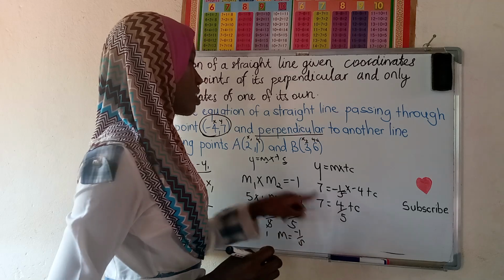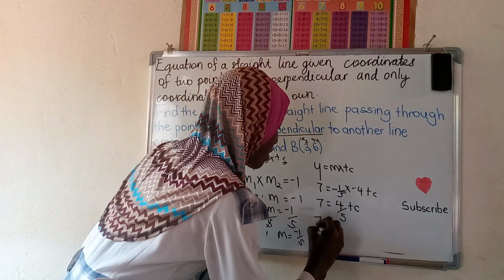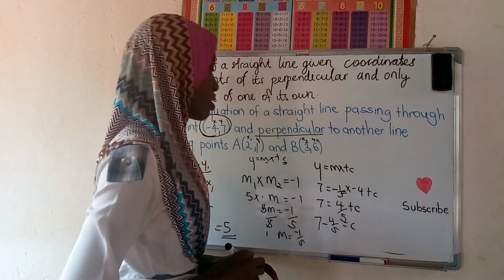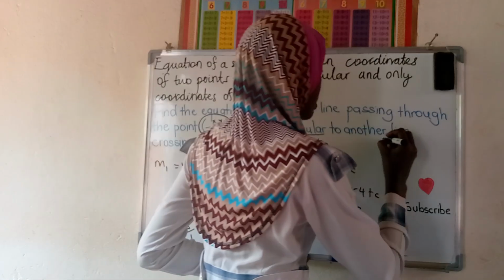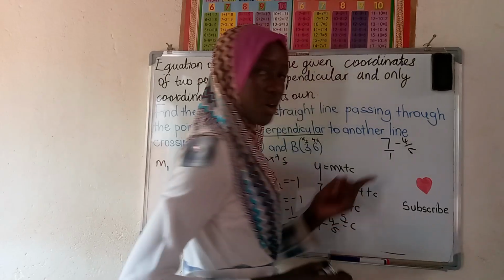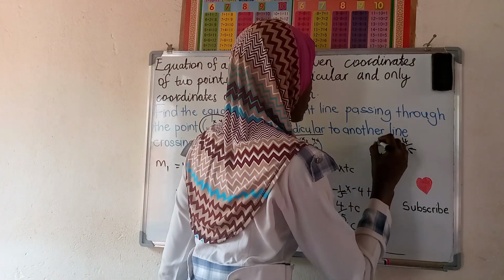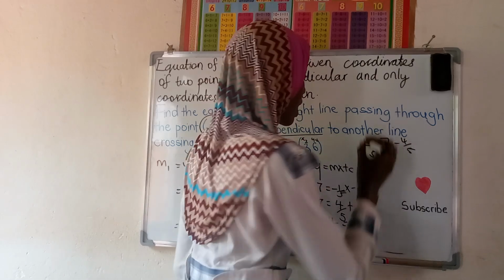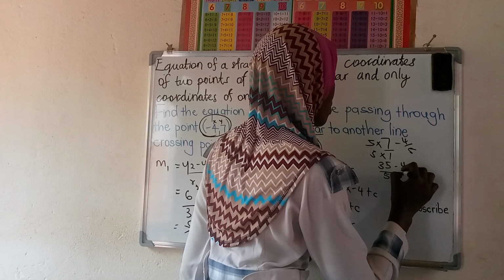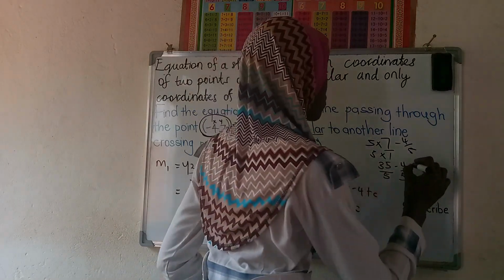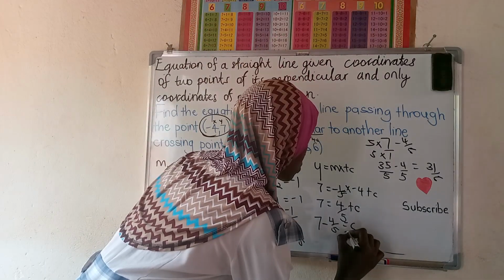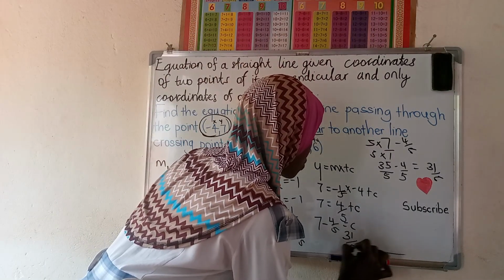Now we're going to take this to this side. So we'll have 7 minus 4/5 is equal to c. We're going to work this out. With 7 minus 4/5, we shall give 7 denominator 1. Multiply it by 5 to make the denominators the same, and we'll have 35 over 5 minus 4 over 5. 35 minus 4 gives us 31 over 5. So our c will be equal to 31/5.